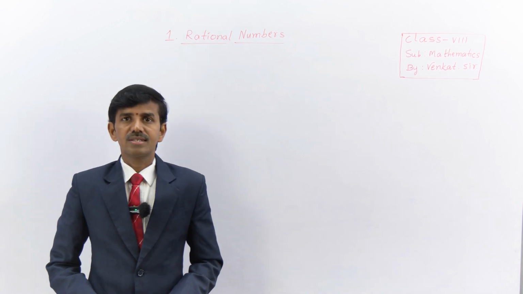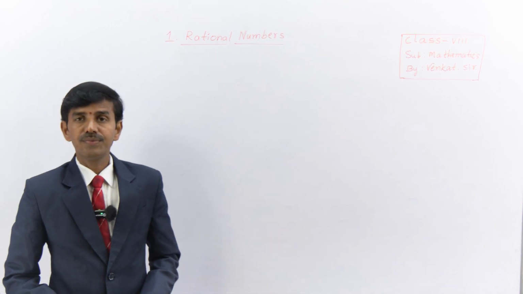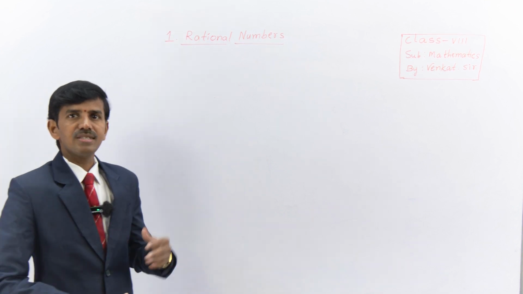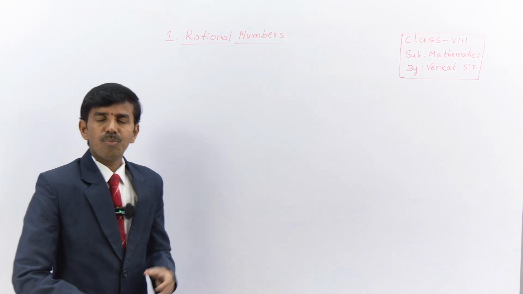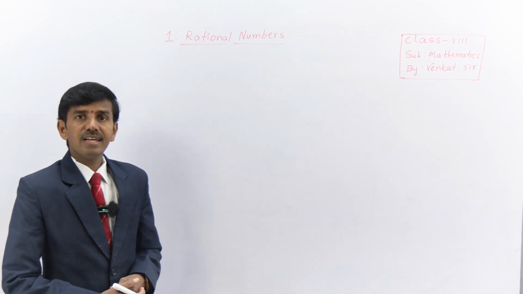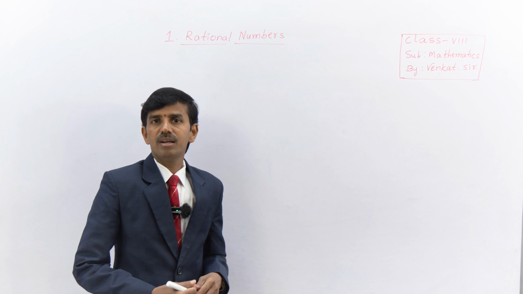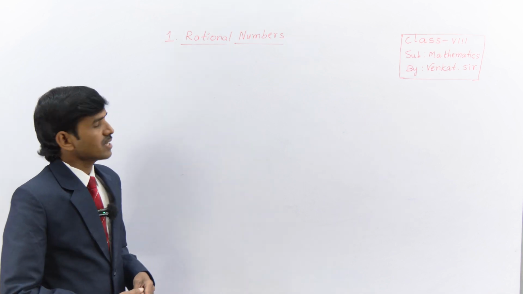So we are going to discuss the first chapter, Rational Numbers, from 8th standard mathematics. In the previous classes we have discussed the properties of rational numbers, and in the second exercise we have discussed how to represent rational numbers on the number line. So now come to exercise 1.3.